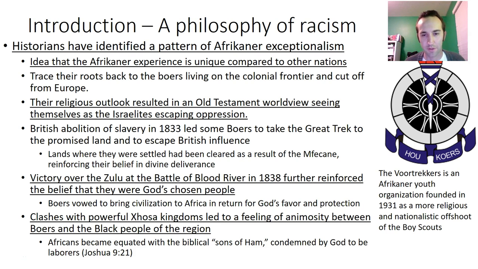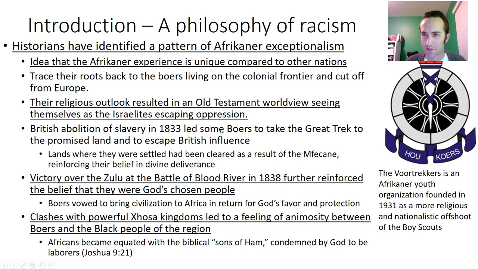Victory over the Zulu at the Battle of Blood River in 1838 further reinforces this belief that they are the chosen people. And right after that victory, they make a covenant with God saying, hey, if we bring civilization, we save South Africa, you're going to make sure that we gain your favor at all times. We do get clashes with the Xhosa, leading to a feeling of animosity between the Boers and the black people of the region. And so there's more fights because there is competition for the land there. And we also throw in a little bit of religious verse here, in that Africans become equated with the biblical sons of Ham, condemned by God to be the laborers. And so they're using scripture to also push this idea that these people are different and we're special.